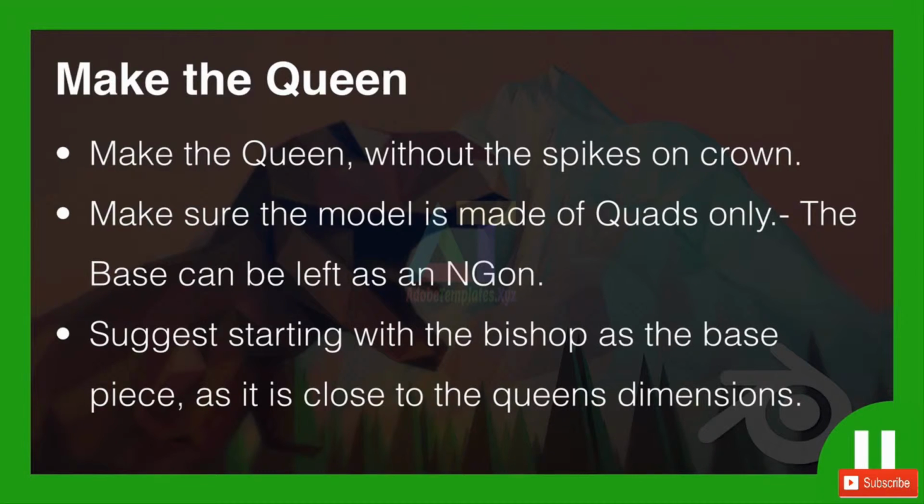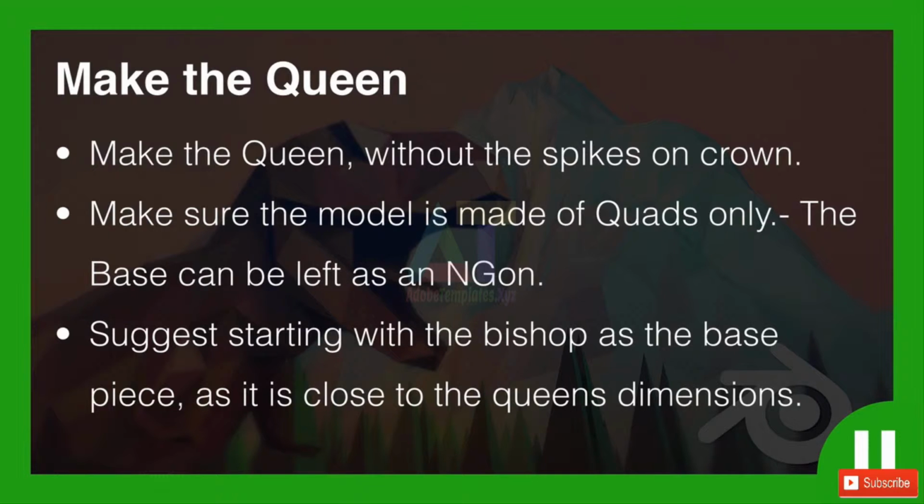Okay, guys, it's challenge time. I'd like you to make the queen. So, go ahead and make the queen without the spikes on the crown itself. We'll be dealing with those in the next section. Make sure that the model is made of quads only. The base itself can be left as an N-gon.